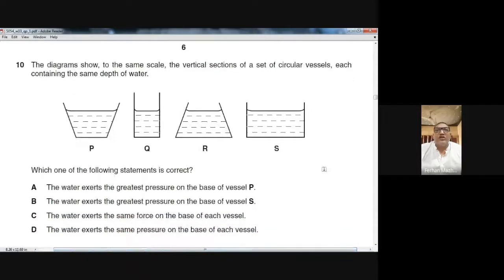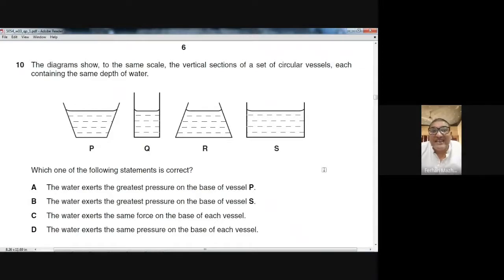Question number 10 is showing on your screen. The diagram shows, to the same scale, the vertical section of a set of circular vessels, each containing the same depth of water. If the vertical depth of the water is the same in all of them, the same pressure of water will be exerted on the bottom of the vessel. Which of the following statements is correct?